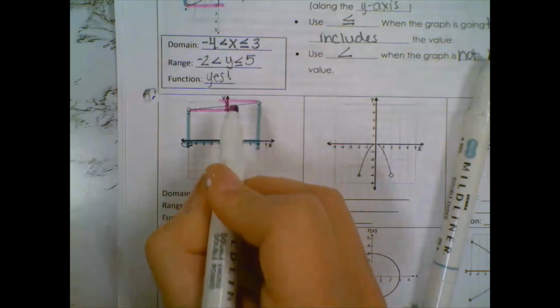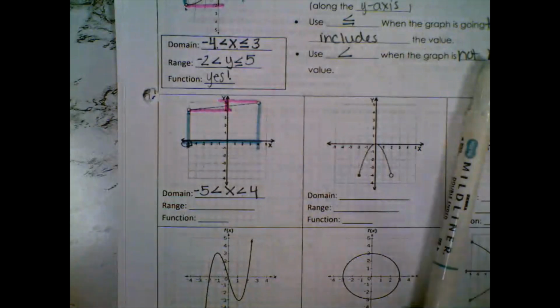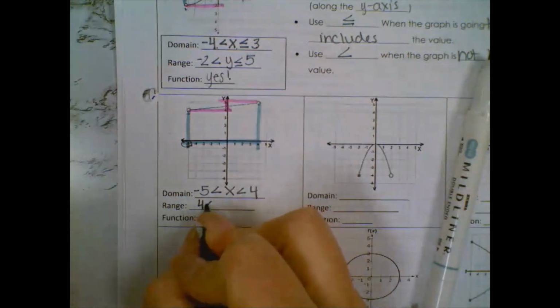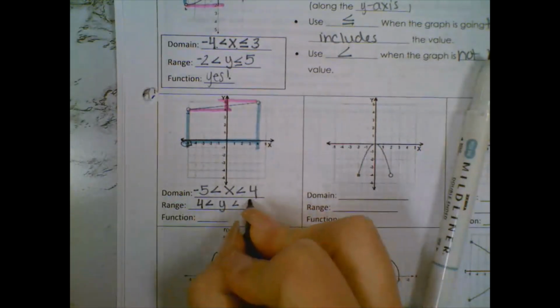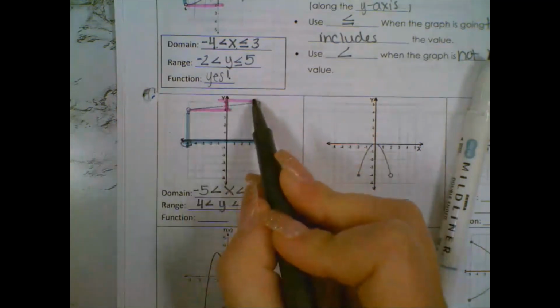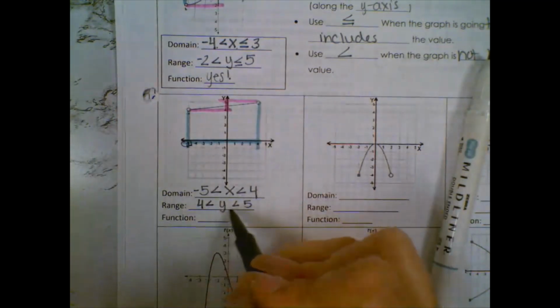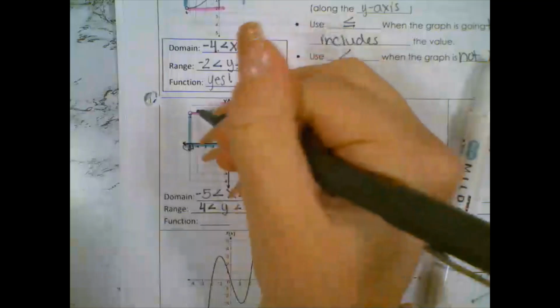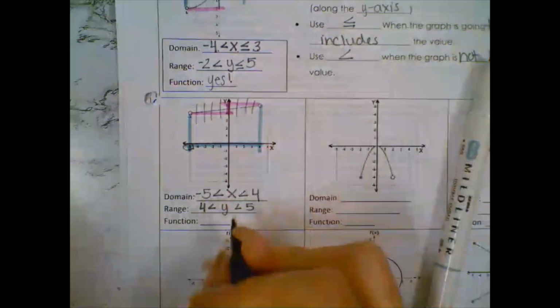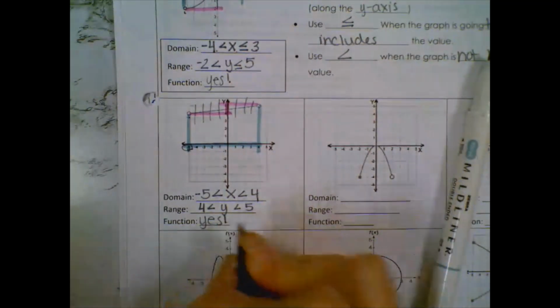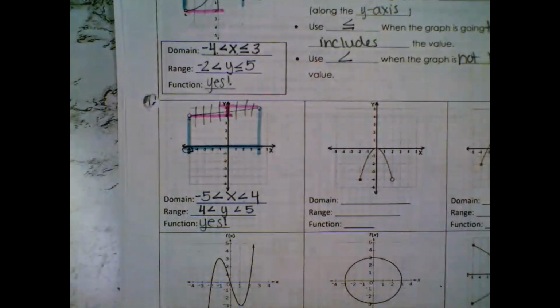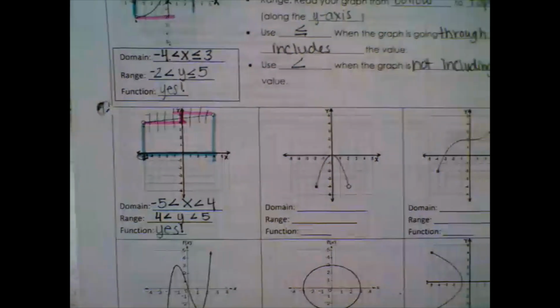So we have a very small range that it's running through. The lowest is 4 to 5, and both of these are still open dots, so there's no equal to, it's not included. Is this a function? Yes, it passes the vertical line test. Okay, next one, we'll just keep going.